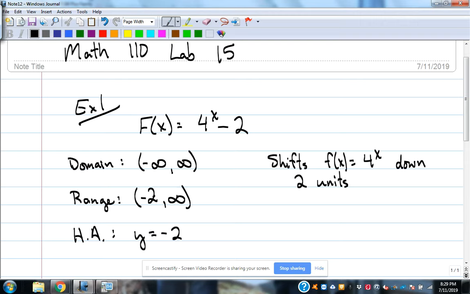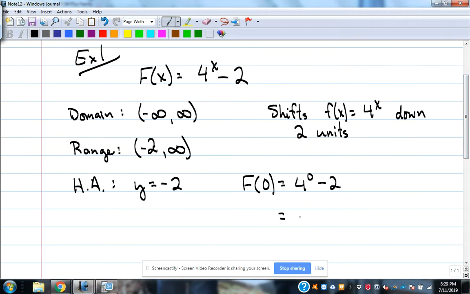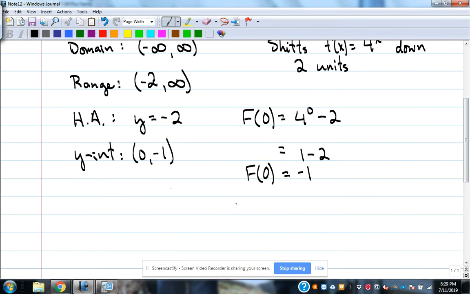And then we know that the y-intercept of this, which would be f of 0, 4 to the 0 minus 2, which would be 1 minus 2, which is -1. So f of 0 is equal to -1. So we have a y-intercept at 0, -1.